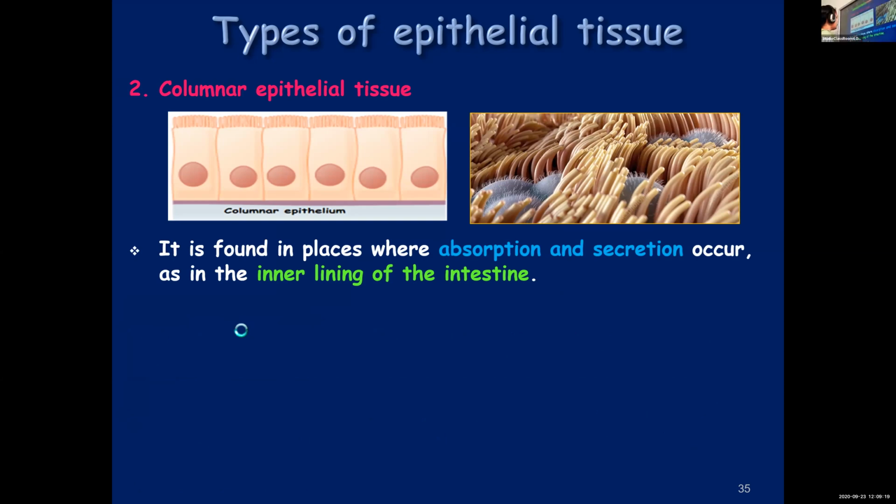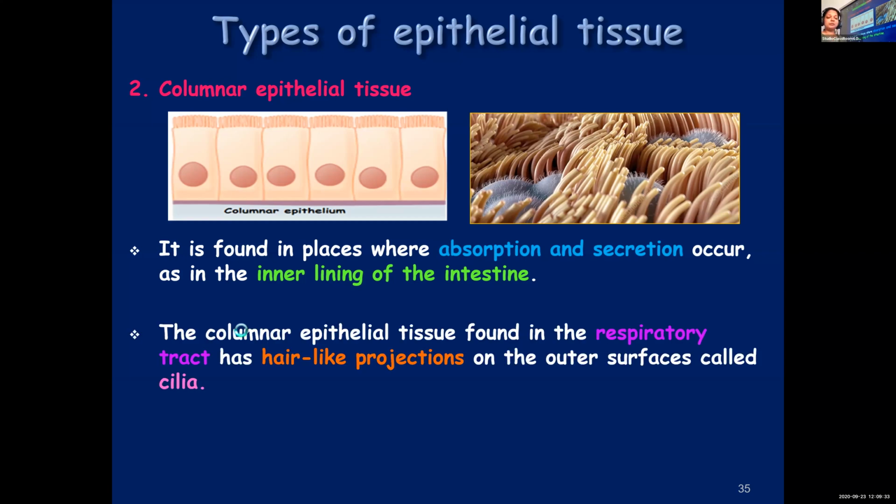We started with columnar epithelial tissue. Where do you find them? In places where absorption and secretion take place. One example is the inner lining of the intestine. And what is special about the epithelial cells in the respiratory tract? They are provided with hair-like projections known as cilia. What is the advantage of having cilia? They move and push the mucus forward, clearing your respiratory tract.